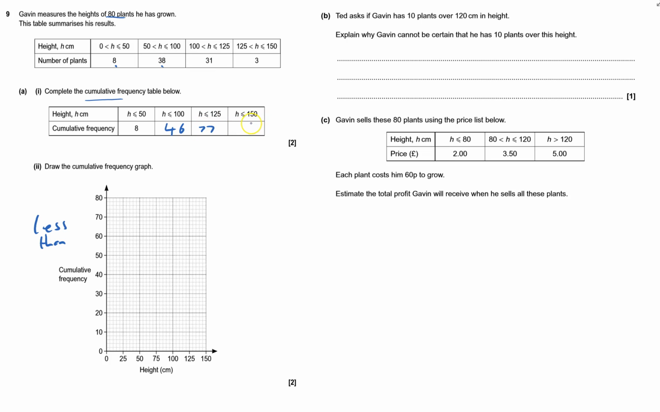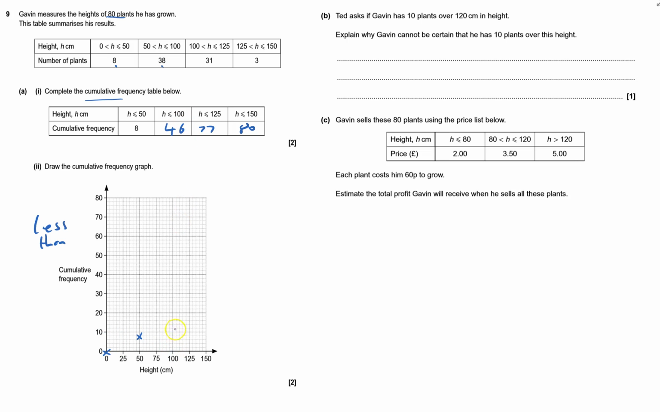And how many were less than or equal to 150? That is going to be 80. Now I can draw that. I need to check out my scale. So no one was less than 0. How many were less than 50? 8, as it goes up in 2s here. So less than 50 will be 8.